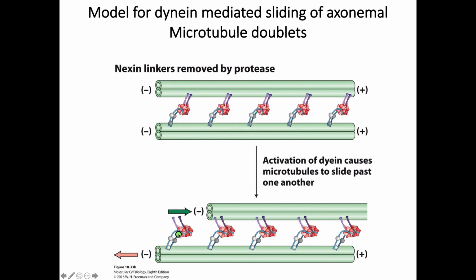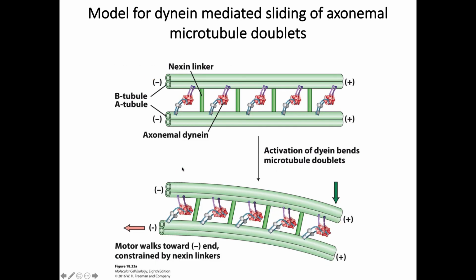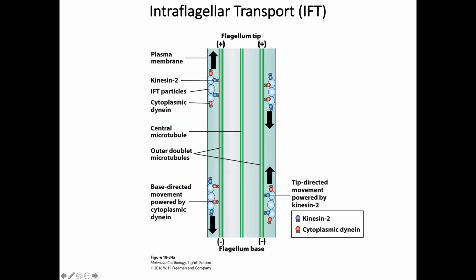At that time, you activate the dynein, and the A and the B tubule will slide past each other. So you have the flagella, it will be straight. There will be no movement as such because there is no bending of the A and the B tubule. So using this experiment of removing the Nexin, you can easily prove that the bending of the A and the B tubules is done by the dynein. So this is basically the role of dynein.